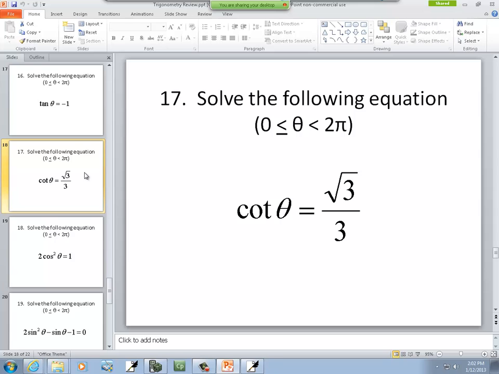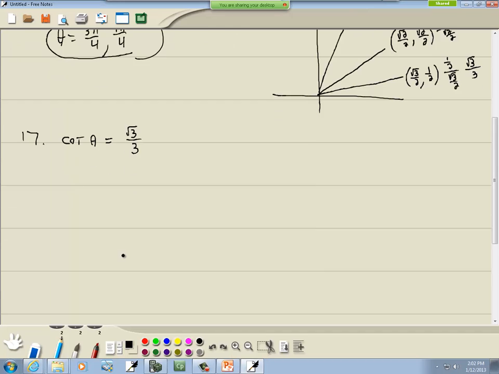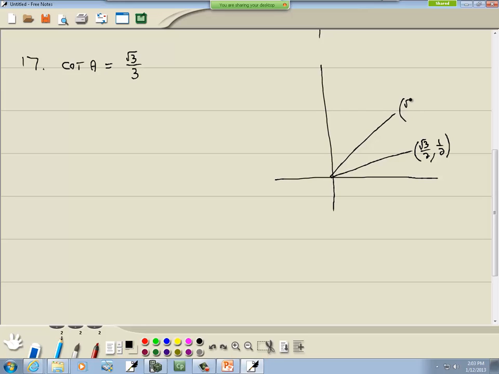Number 17. We got cotangent theta is equal to square root of 3 over 3. Okay, well, let's look at our first quadrant to kind of get a feel for this again. Okay, this point here is square root of 3 over 3, and wait a minute. Square root of 3 over 2 and 1/2. This is square root of 2 over 2. This is square root of 2 over 2.